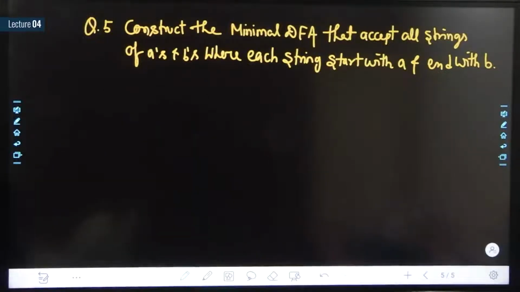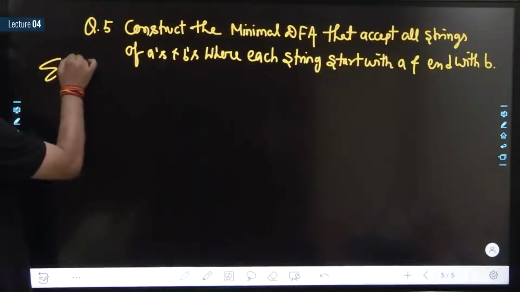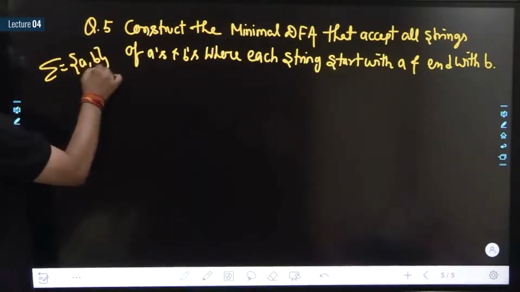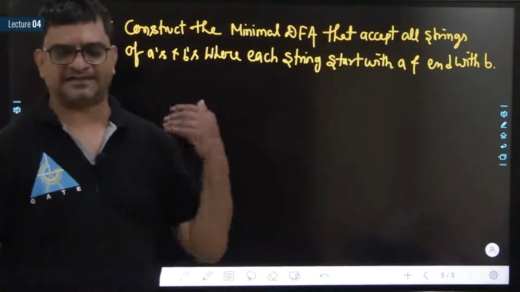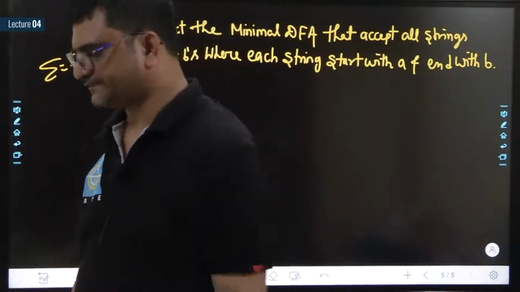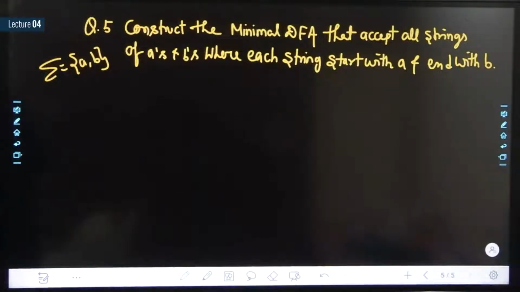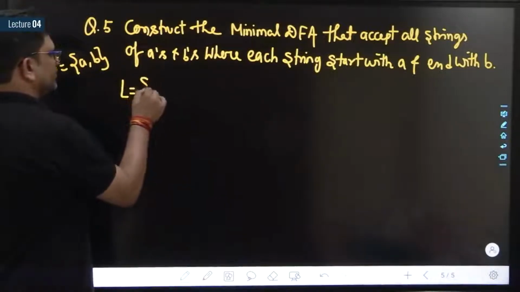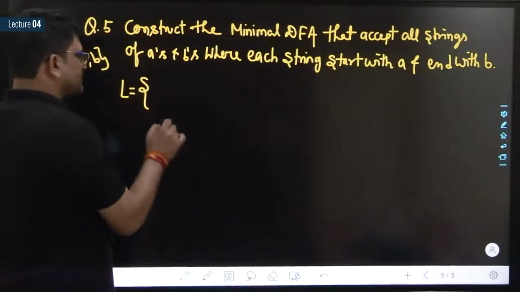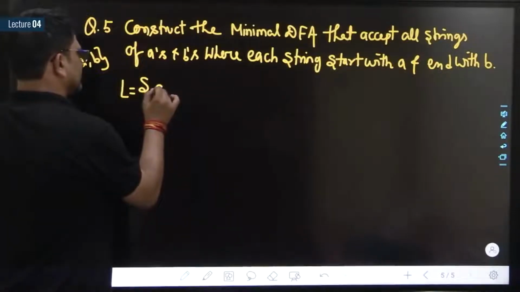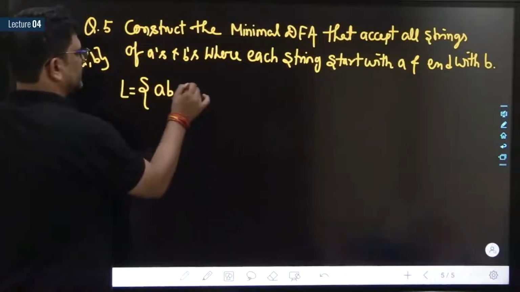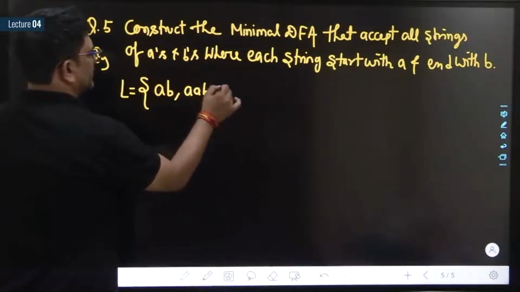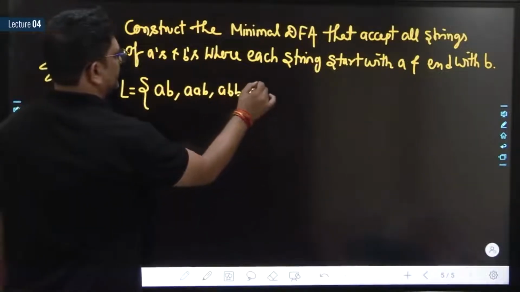Very good. Now what are the input symbols? A and B. Write down the language. What is the language for this given question? Each string starts with A and ends with B. The minimum string present in the language is AB, then AAB, ABB, ABAB.